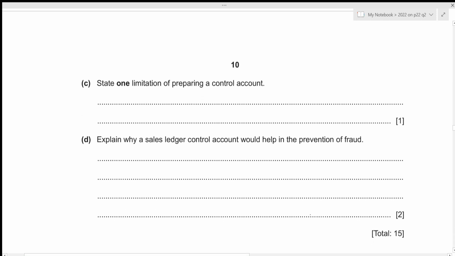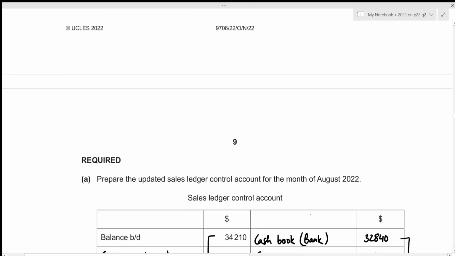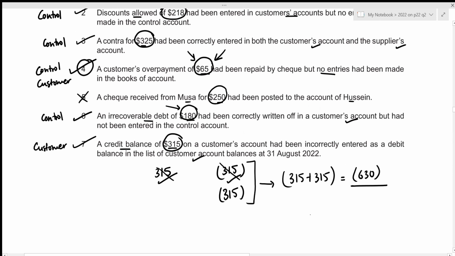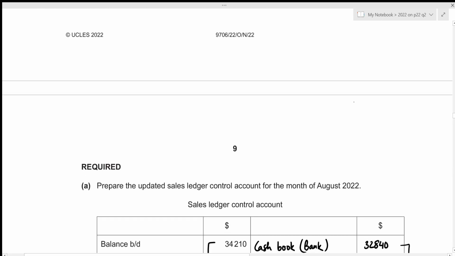We now need to state one limitation of preparing a control account. So the very first limitation is that it does not identify all types of error, because as we can see above, here, we did not adjust this information 5, although it is an error, right? A check received from Musa had been posted to the account of Hussein. This is basically an error of commission, which was not identified by our sales ledger control account. So that is definitely a limitation.